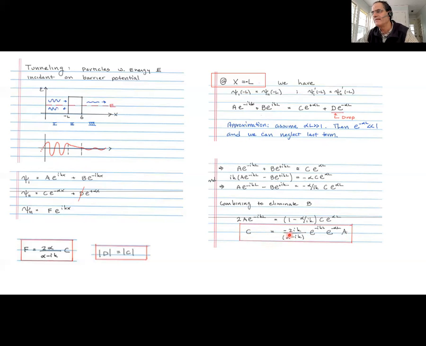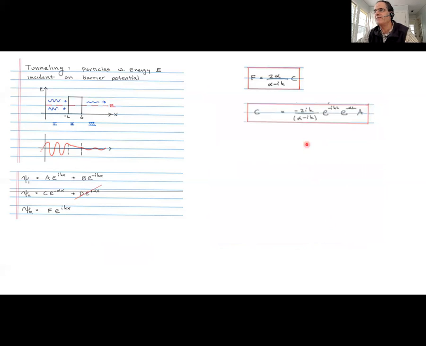So c then is equal to minus 2ik over quantity alpha minus ik times e to the minus ikl times e to the minus alpha L times a. It's kind of a mouthful, but we have an expression now for c in terms of a. So all we need to do now is to put these two expressions together to get an expression for f in terms of a. And that's what we can use to calculate the tunneling probability. So let's go ahead and do that, okay?